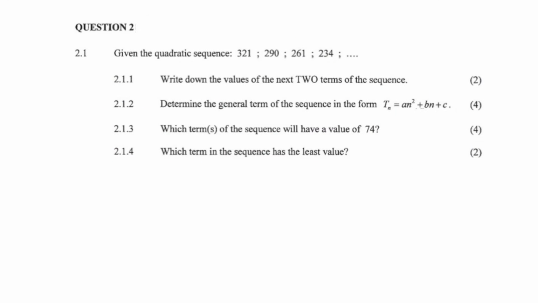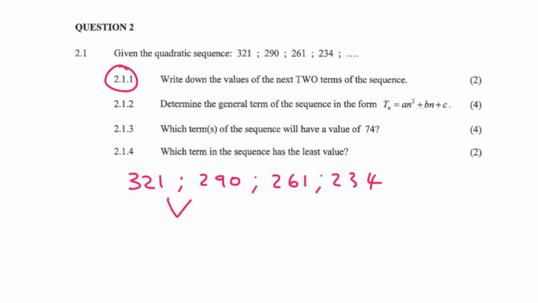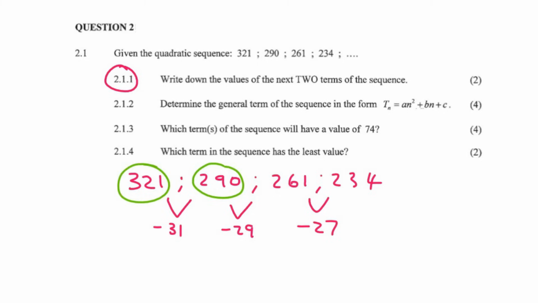And so it says here in question 2.1.1, write down the value of the next 2 terms of the sequence. Well, let me first write these numbers down so that we can try to see what's happening here. So we need to try and see what the difference is. So to go from 321 to 290, you would have to minus 31. And then it's minus 29, minus 27. To work out that difference, you always take the number to the right minus the number to the left.